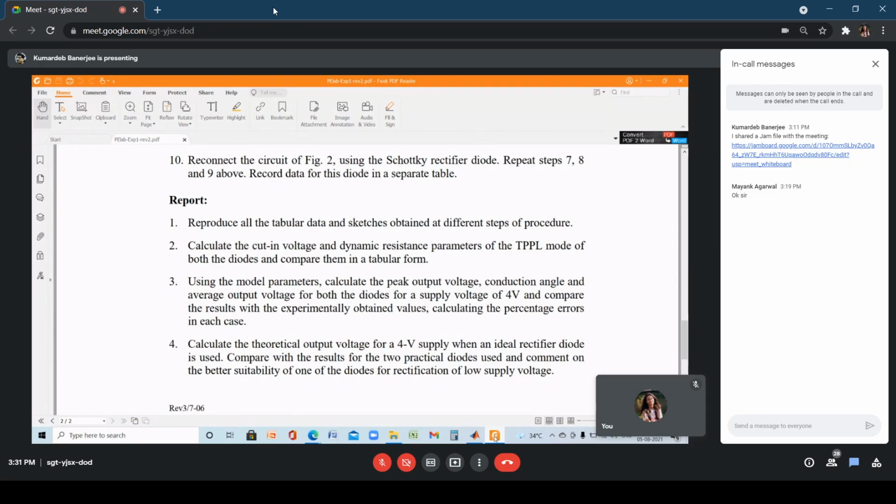ঠিক আছে? আর যেখানে কন্ডাকশন পার্টটা হচ্ছে, মানে যেখানে ভোল্টেজ ইজ মোর দ্যান ভি গামা, সেইখানে যে স্ট্রেট লাইন ফিটটা করেছো তার স্লোপের ভ্যালু m, so reciprocal of that slope will give you the dynamic resistance of the diode. তাহলে এই দু সেট ডেটা থেকে তুমি সিলিকন ডায়োড এবং Schottky ডায়োডের ভি গামা এবং আরডি ডাইনামিক রেজিস্ট্যান্স এই দুটো ভ্যালু বার করবে। সেকেন্ডটা কি?